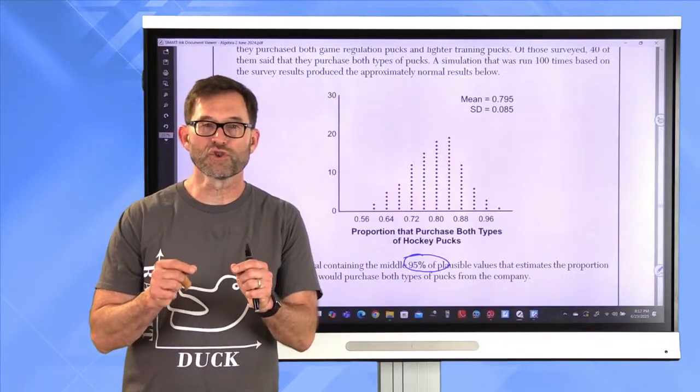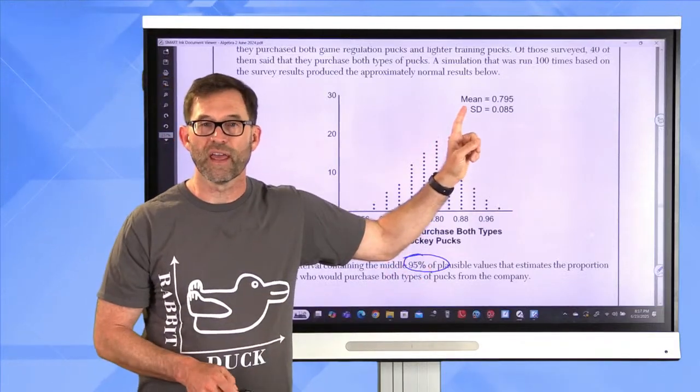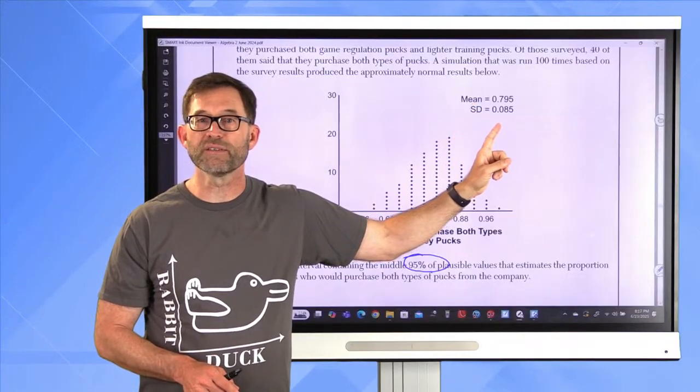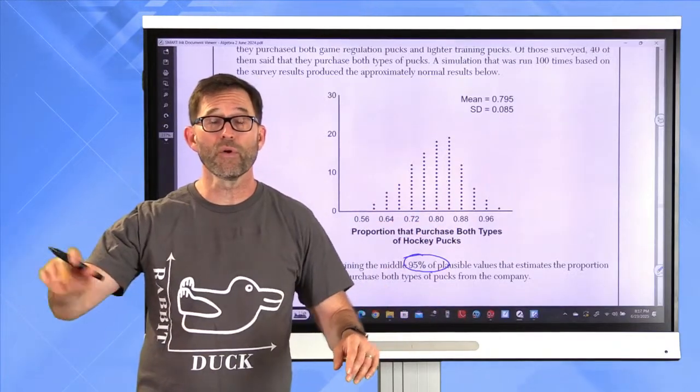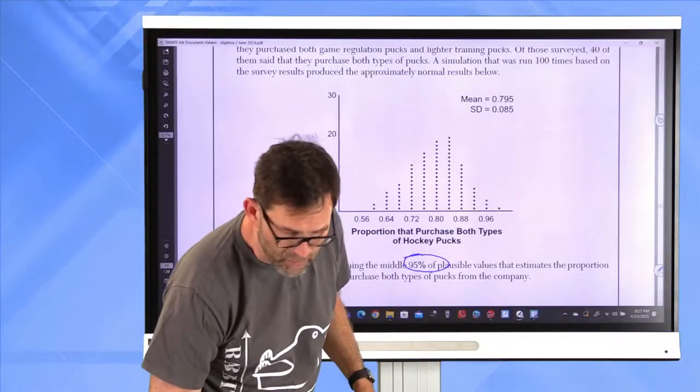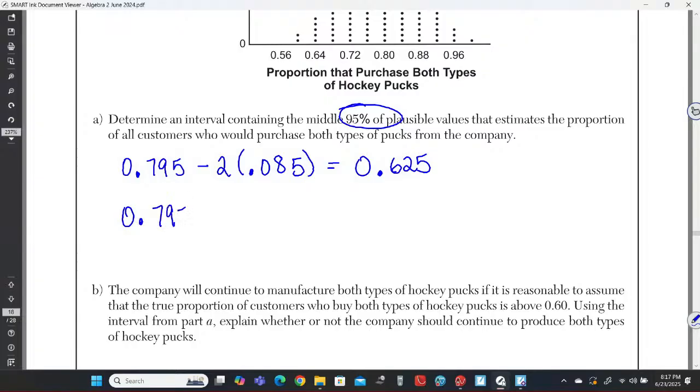So when they ask you to construct the 95% interval, which is pretty much par for the course on these types of problems, you're going to take that mean and you're going to subtract twice this number, and you're going to add twice that number, and that's going to give you a lower bound for the interval and an upper bound for the interval. So let's start by doing that. Here we go. So we're going to have 0.795 minus 2 times the standard deviation, 0.085, and that's 0.625. And then we're going to take that mean, 0.795, and we're going to add 2 of those standard deviations.